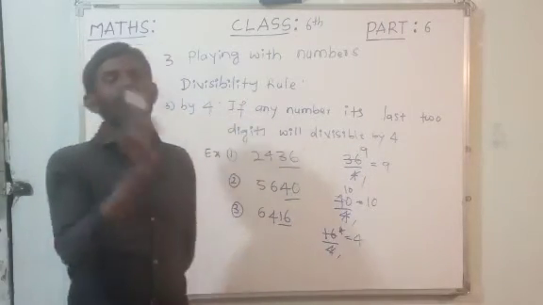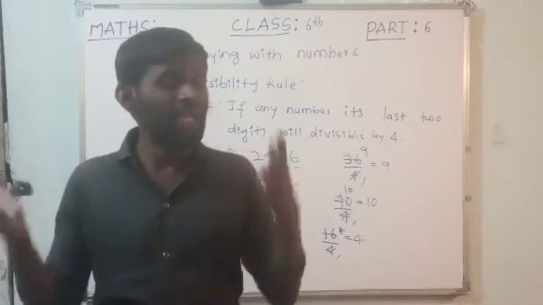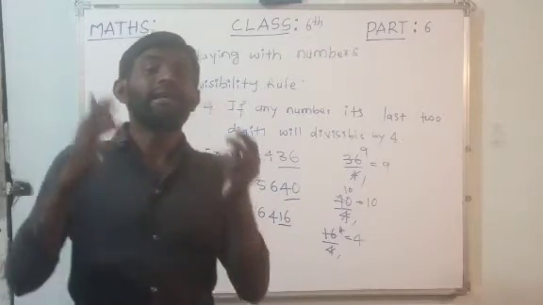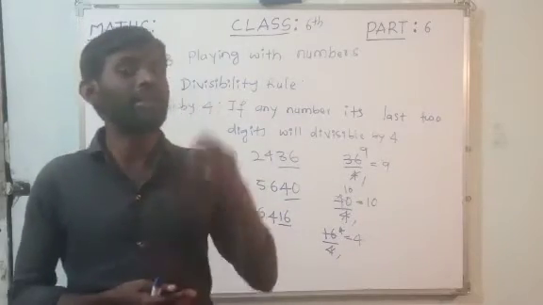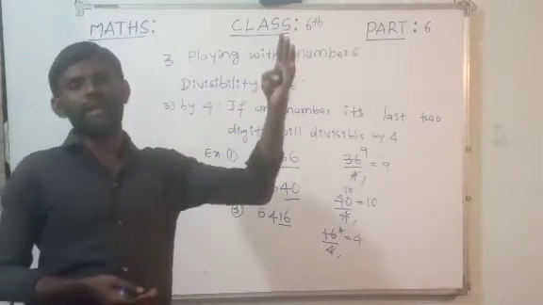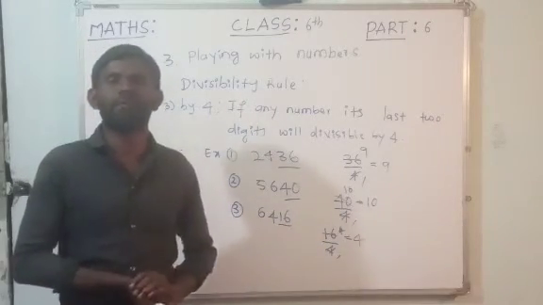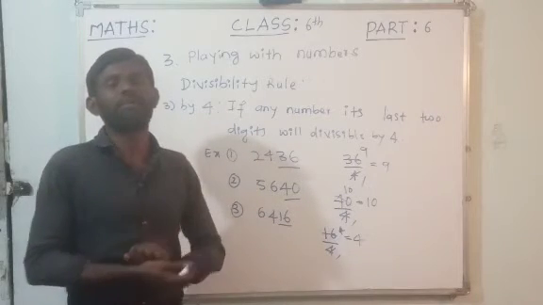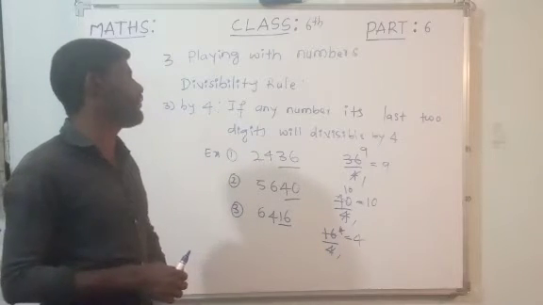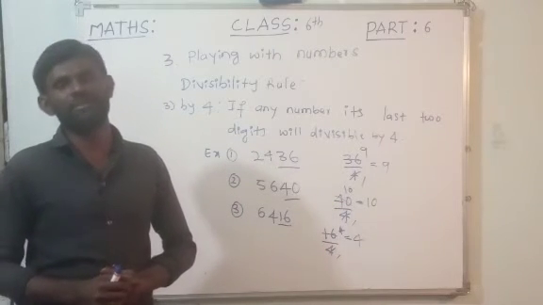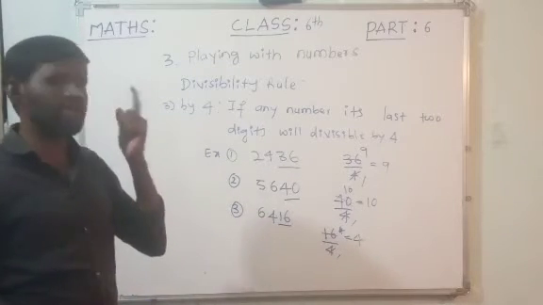You have to observe clearly, dear children. If any number has its last two digits divisible by 4, then that number will be divisible by 4, otherwise that number cannot be divisible by 4. This is the divisibility rule by 4. Okay, dear children, I think this is understood.